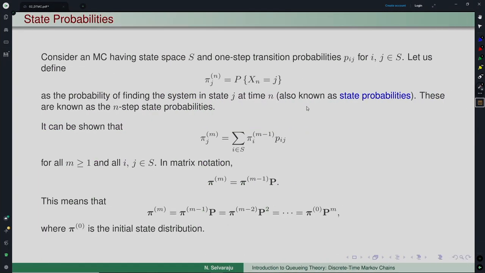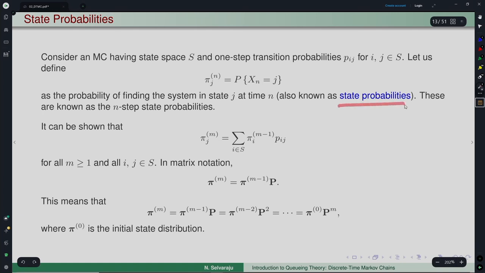Now, apart from these transition probabilities, we will also be interested in what are called state probabilities, right. So, again you have a Markov chain with a state space and one step transition probabilities. Now, you can define pi_j^(n) as the probability of Xn equal to j. Remember, if I write probability of Xn equal to j given X0 equal to some i, then that becomes the n step transition probability. But I am not worried about where I started, I am worried about where the process is at time n, which means what is the probability that I would find this process in state j at time n. So, that is what is of interest, okay, right.